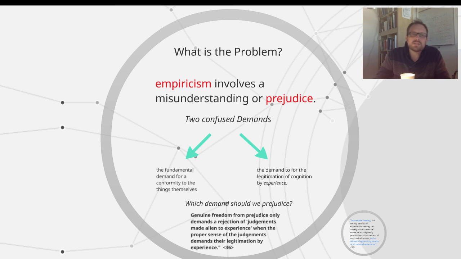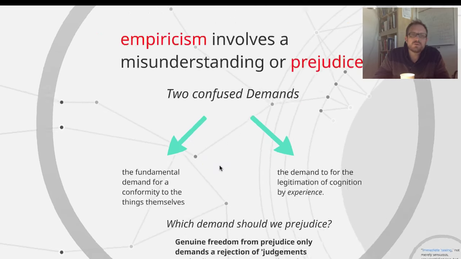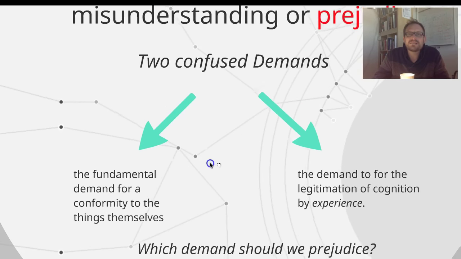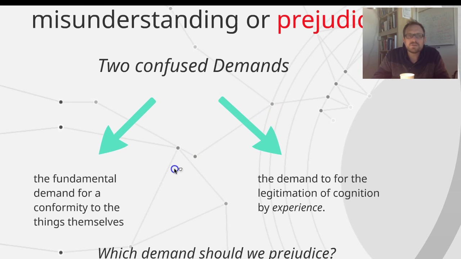So from his perspective, there are two demands that get confused in the prejudice of empiricism. The first is the fundamental demand for conformity to the things themselves. We've already mentioned that. Something can only be true if it conforms to the way things really are. Otherwise, you can't differentiate what's real in the world from what's only real in the mind.